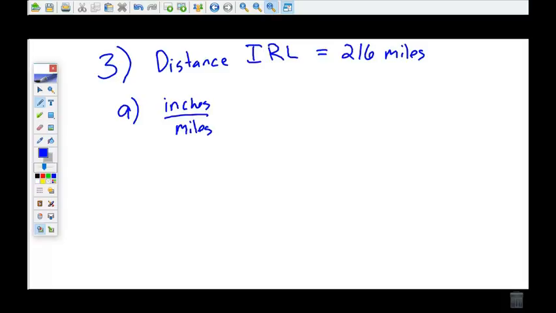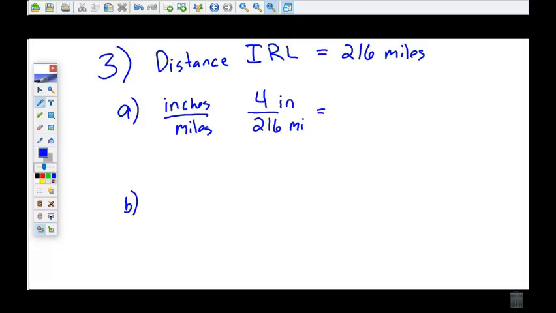Well, remember that the scale here is inches to miles. So we're going to set up a ratio using what we know. In this case, on the map, it's 4 inches. In real life, it's 216 miles. So 4 inches to 216 miles will give us a reduced ratio, and I'm going to leave that to you as an exercise. Were you able to get it? You should have come out to 1 inch equal to about 54 miles in real life.